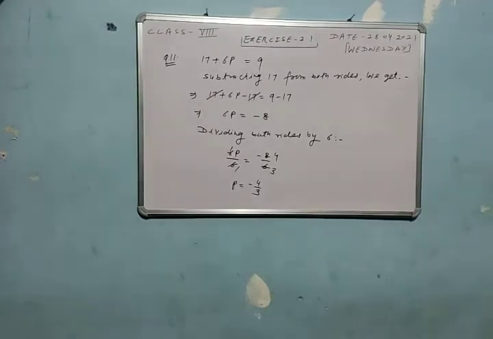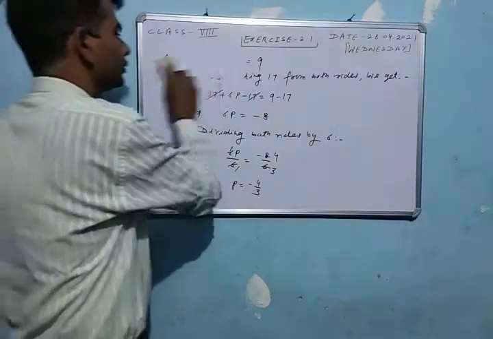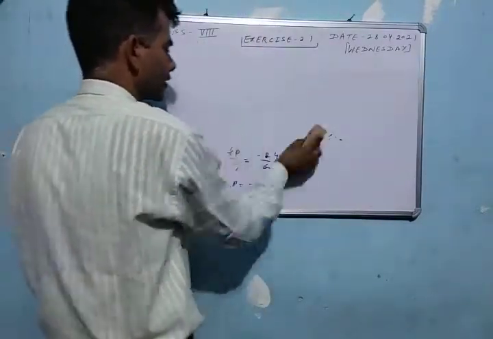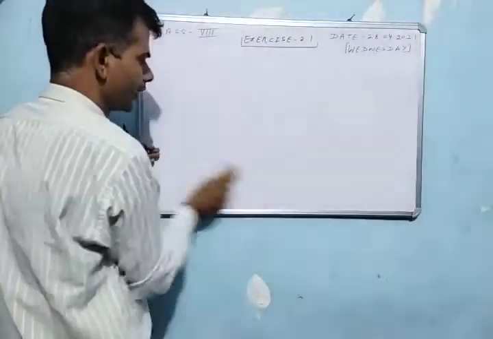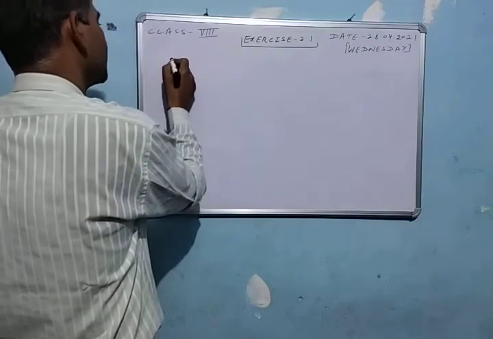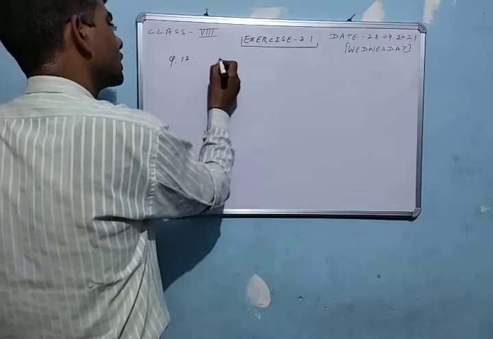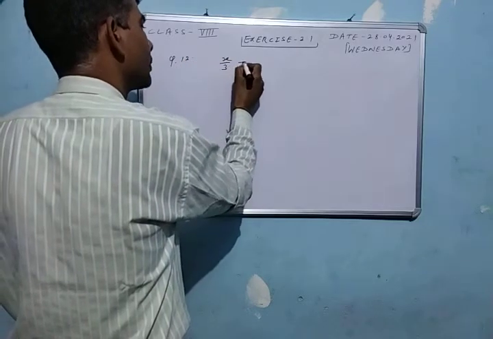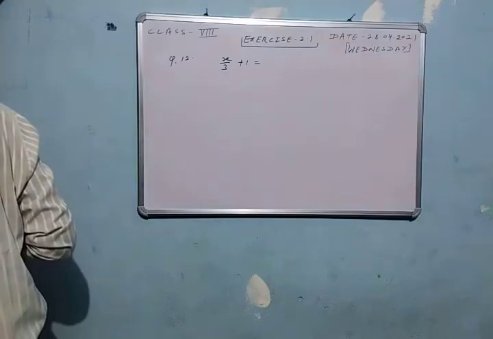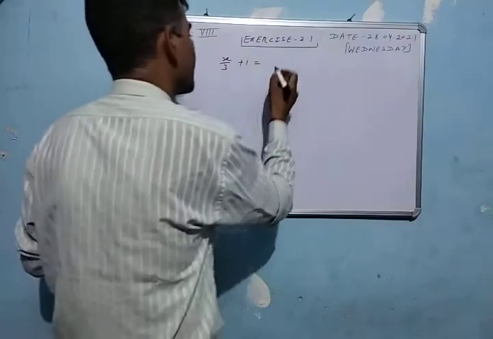Question number 12. Students, the remaining parts of exercise 2.1 you have to do in homework. Question number 12, that is x/3 + 1 = 7/15.